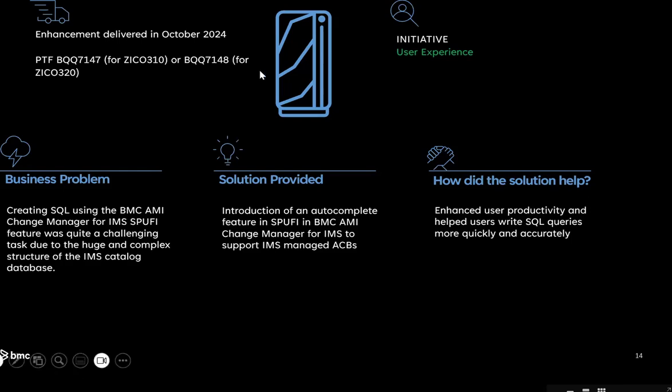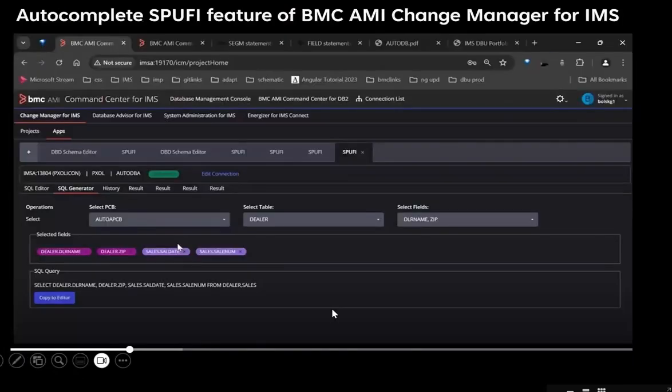Now, I have just tried to capture a simple screenshot of how the autocomplete feature looks. So if you can see over here, this is our main web-based, modern graphical user interface application. This is primarily called BMC AMI Command Center for IMS. You can see over here. And then we have these 4 products, right? Change Manager for IMS, Database Advisor for IMS, System Administration for IMS, and Energizer for IMS Connect in 4 different tabs.